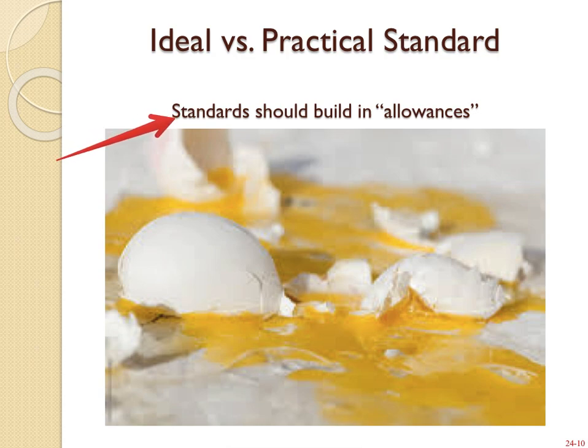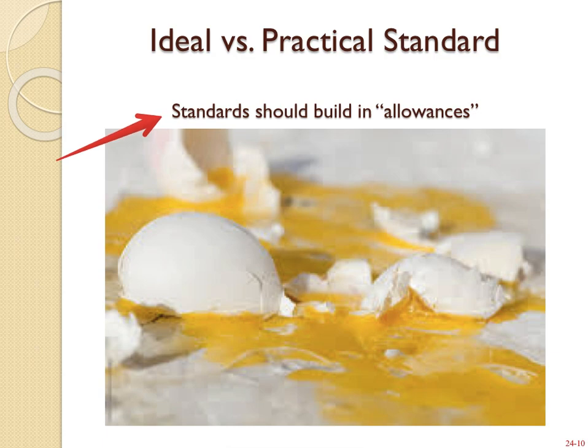So standards should build in allowances for things like waste and errors, but it should be a reasonable amount, not too much, because we don't want to set the expectation for our employees that you can make a lot of mistakes, it's no big deal, you can drop eggs, no big deal. But we also don't want them to feel like, oh my gosh, I have to be perfect, if I ever make a mistake they're going to fire me. We don't want that to happen. So we want to be practical and reasonable about it. Your standards should build in allowances.